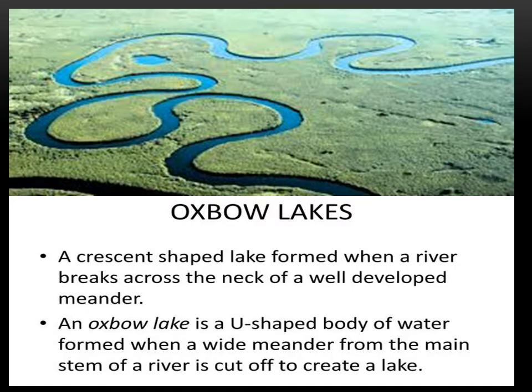The next one is the oxbow lakes. An oxbow lake is a U-shaped lake that forms when a wide meander of a river is cut off, creating a freestanding body of water. So it is a crescent-shaped lake formed when a river breaks across the neck of a well-developed meander. An oxbow lake is a U-shaped body of water formed when a wide meander from the main stem of a river is cut off to create a lake.